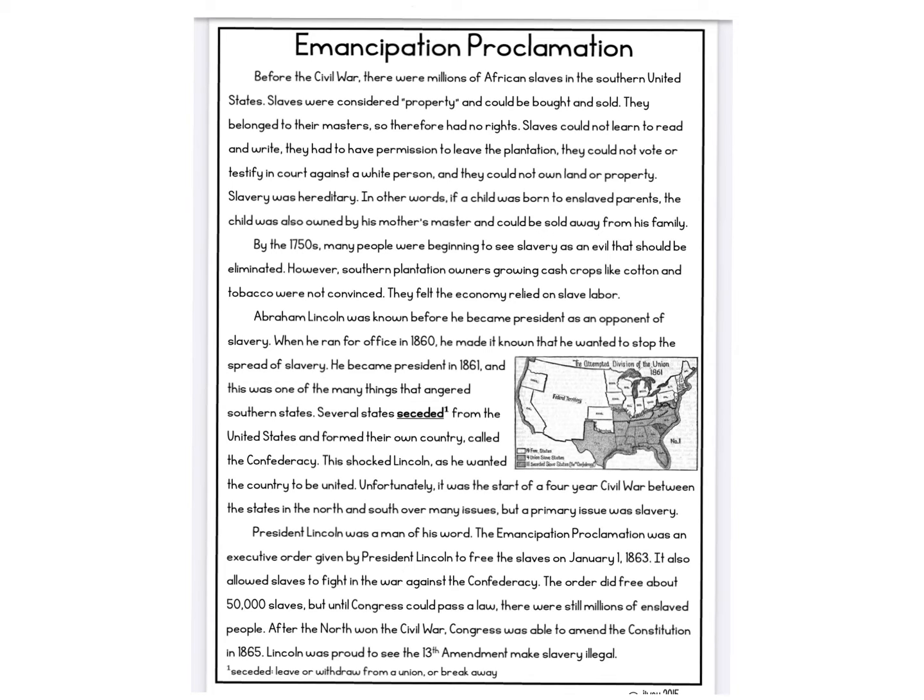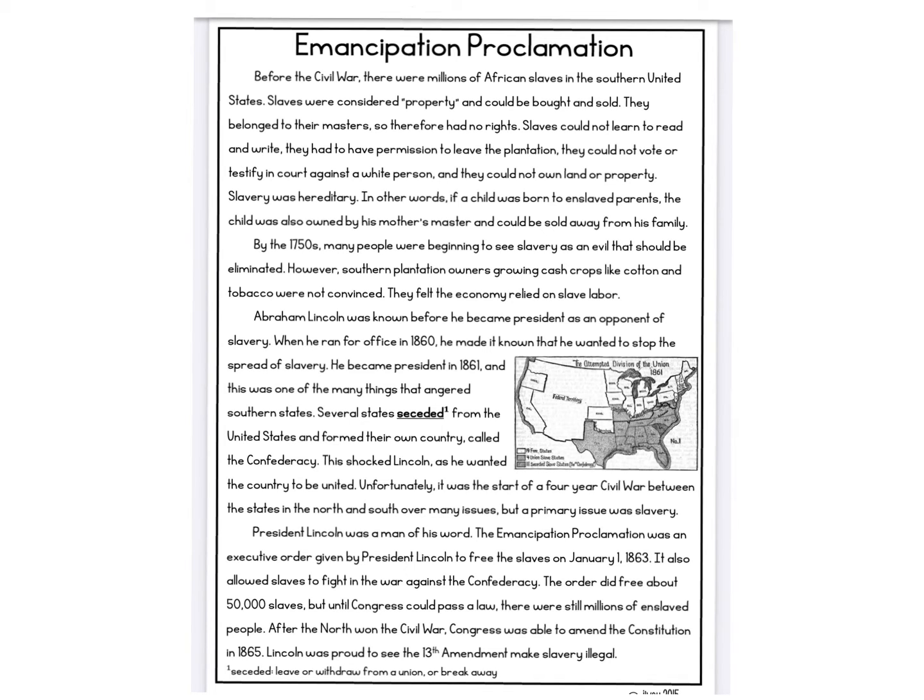President Lincoln was a man of his word. The Emancipation Proclamation was an executive order given by President Lincoln to free the slaves on January 1st, 1863. It also allowed slaves to fight in the war against the Confederacy. The order did free about 50,000 slaves.